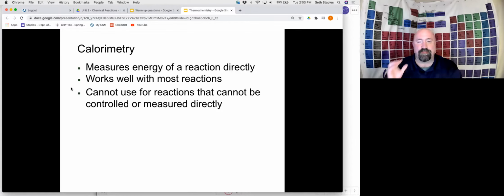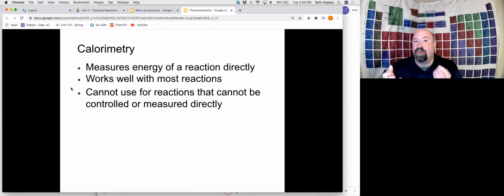And so for most reactions, for most simple reactions that we can perform in a basic lab setting, calorimetry works great to find our thermochemical data. For reactions, however, that can't necessarily be controlled, or for whatever reason cannot be measured directly, we need another way. If it's not a reaction that we can simply perform in the lab, we need a different way to come up with the thermochemical data for that reaction.